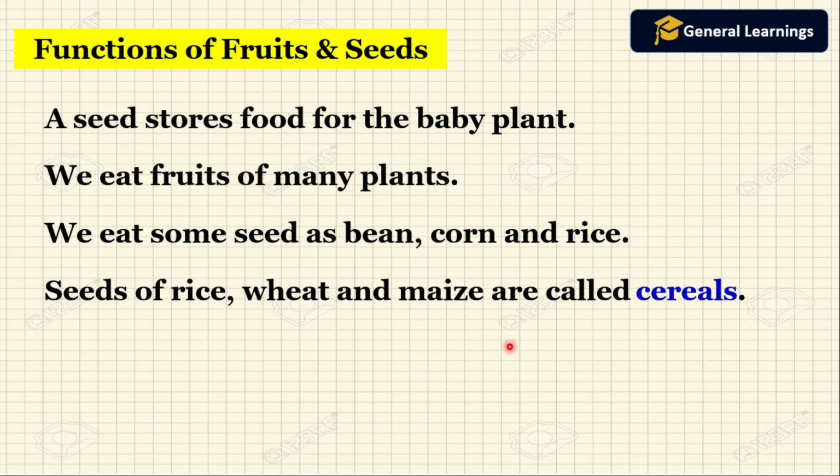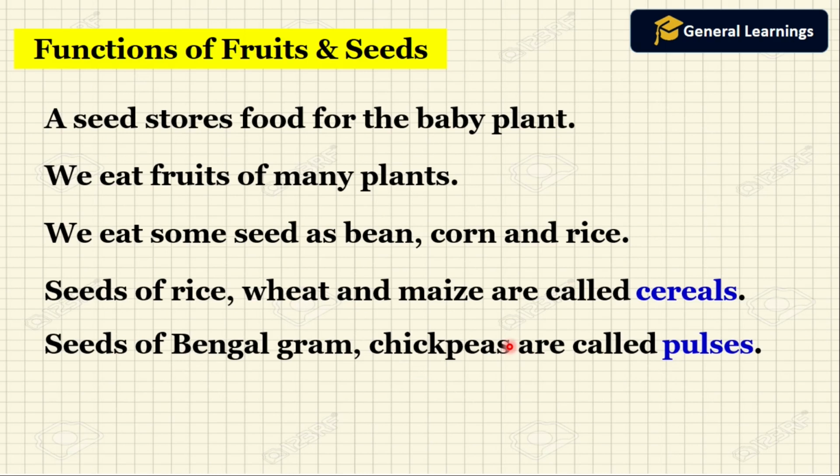Seeds of rice, wheat and maize are called cereals. Seeds of gram and chickpeas are called pulses. These cereals and pulses form an important part of our diet.